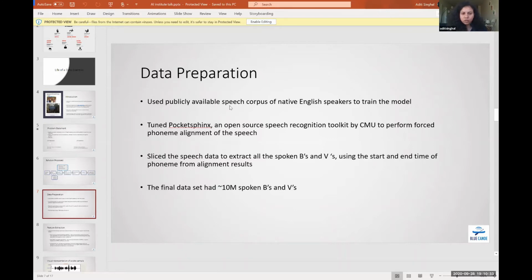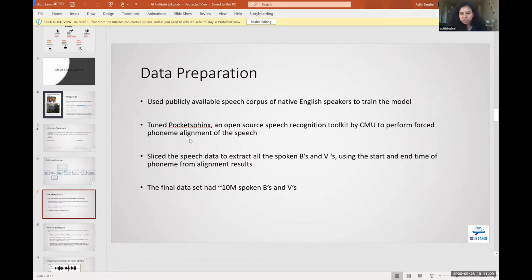And for phoneme alignment, by phoneme alignment I mean just getting the slices of audio which have B or V in them. For that, we use PocketSphinx. PocketSphinx is an open source speech recognition toolkit by Carnegie Mellon that helps you in aligning the speech with the time of the letter when it was spoken. So it will just give you, like, B was spoken for 1 millisecond from 203 to 204. That would help us in slicing those audio recordings.